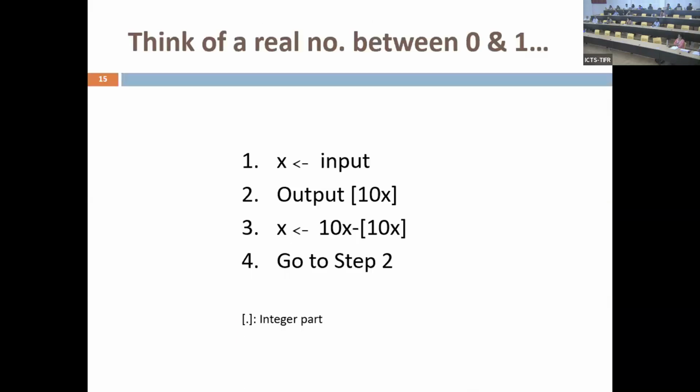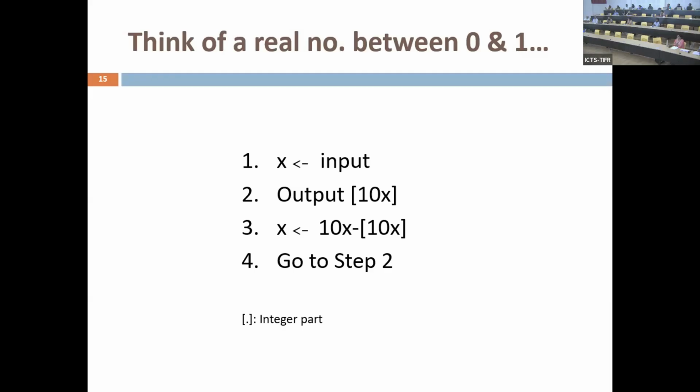So let's look at this algorithm here. Take a number between 0 and 1. Multiply by 10 and take the integer part of it. Subtract that from 10x and keep repeating this. It's a very simple procedure, right?